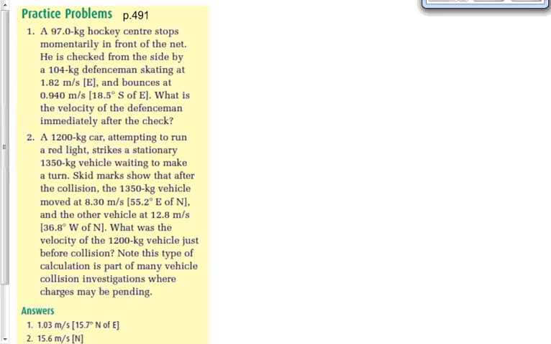It says a 97-kilogram hockey center stops momentarily in front of the net. He's checked from the side by a 104-kilogram defenseman skating at 1.82 and bounces at 0.940. What's the velocity of the defenseman immediately after the check?